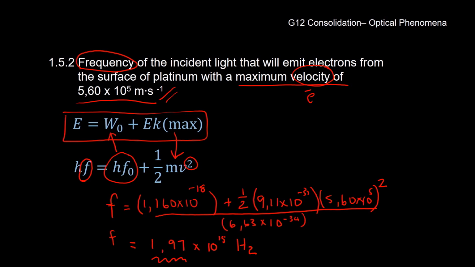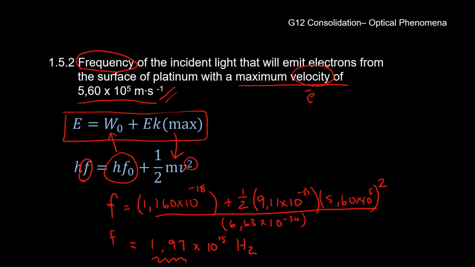Have a look at my answer over here: 1.97. Is it bigger? Yes, it's bigger. Is that what we need? Yes, that's what we need. We need a bigger frequency in order to expel those electrons at a maximum kinetic energy from the surface of the metal. So yay, that is a good, well-answered question.